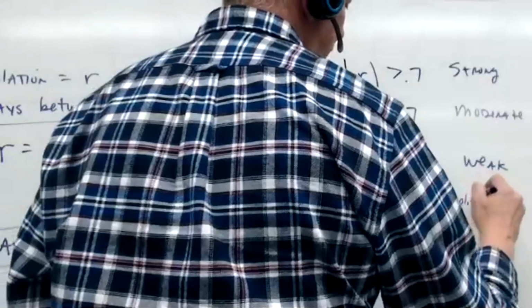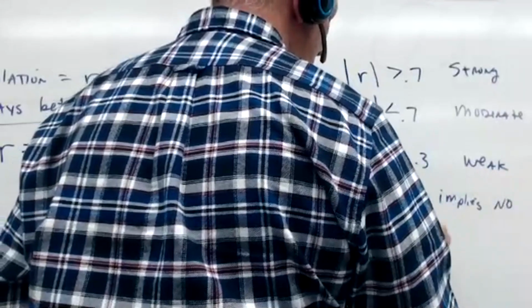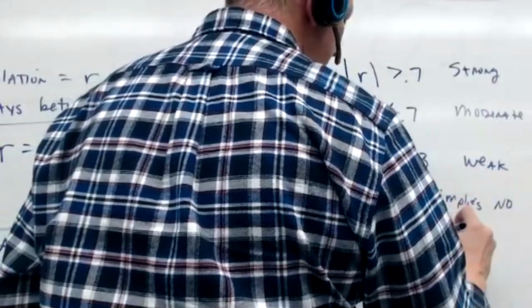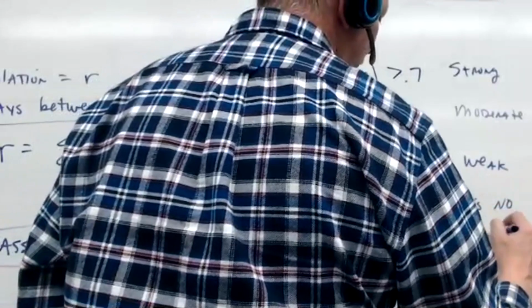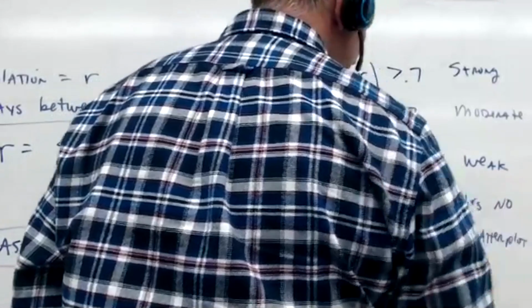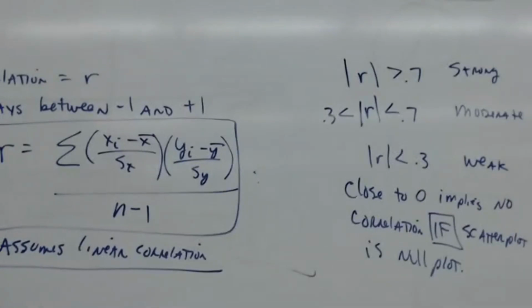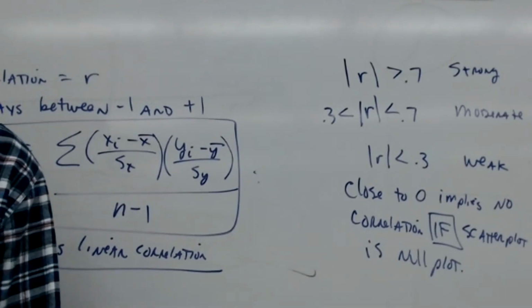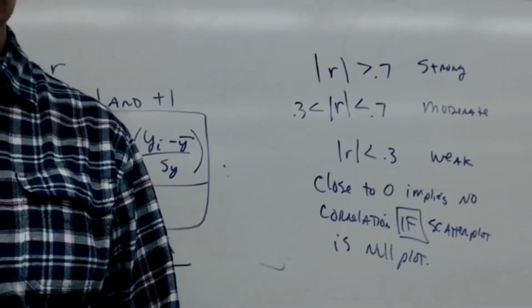Close to 0 implies no correlation if, and I'm going to box the if, the scatter plot is a null plot. Okay, and that's a big if. So make sure before you assume that something has no correlation that it is a null plot.